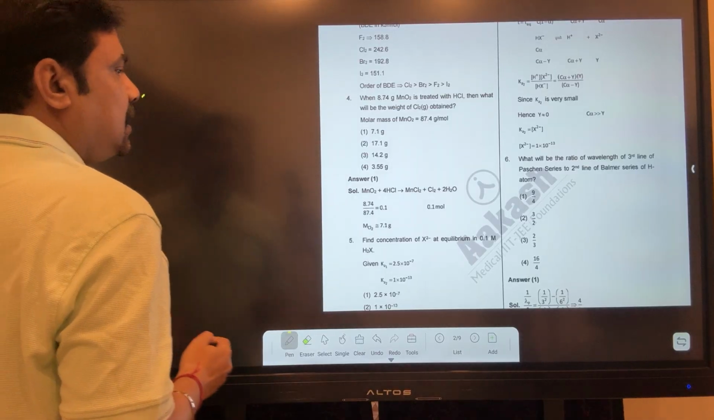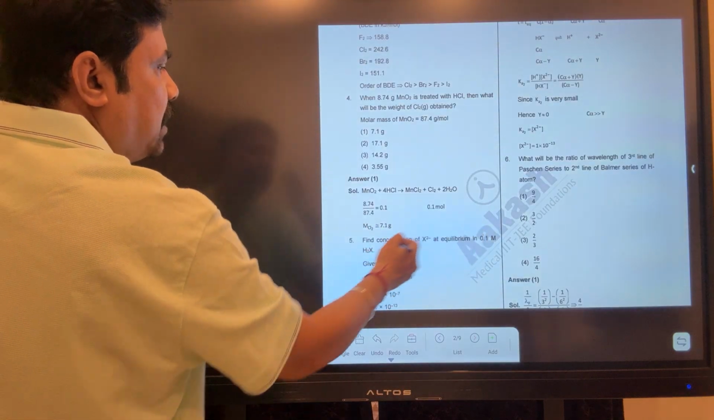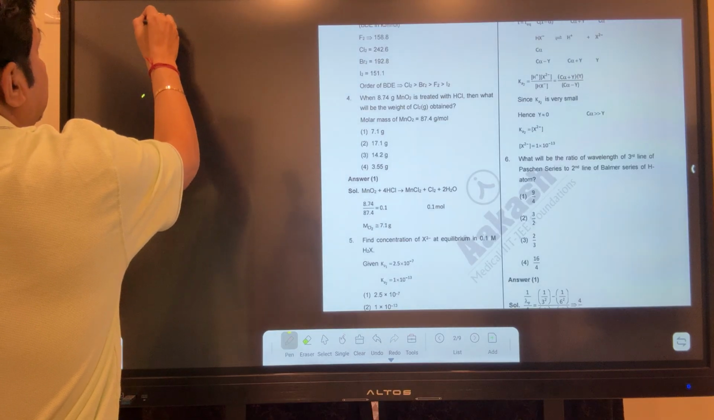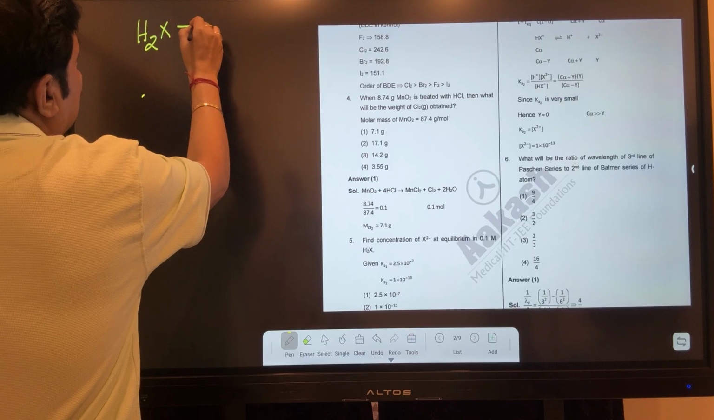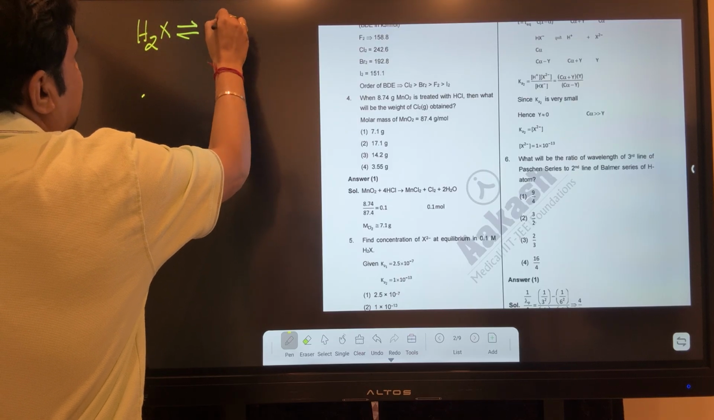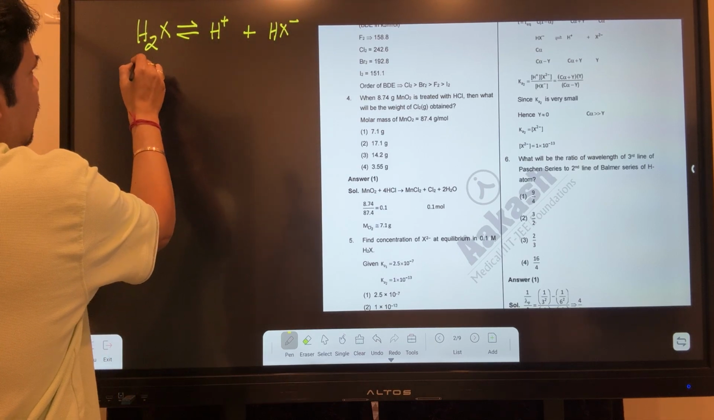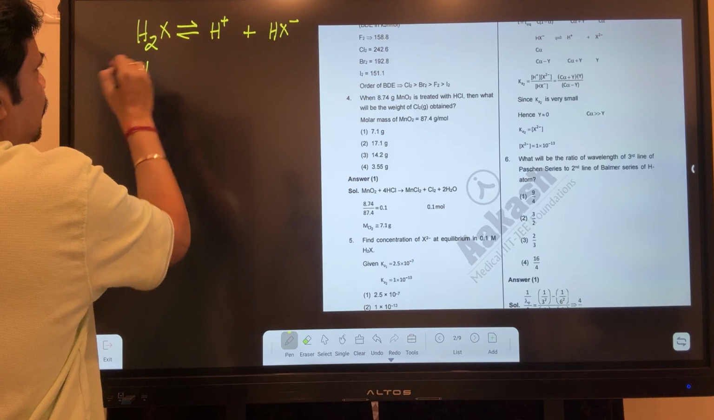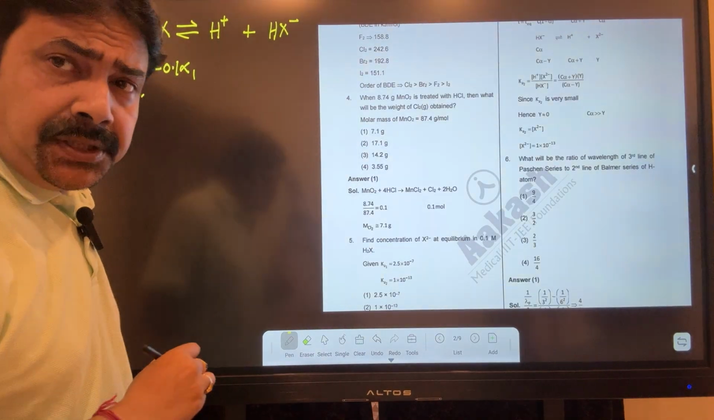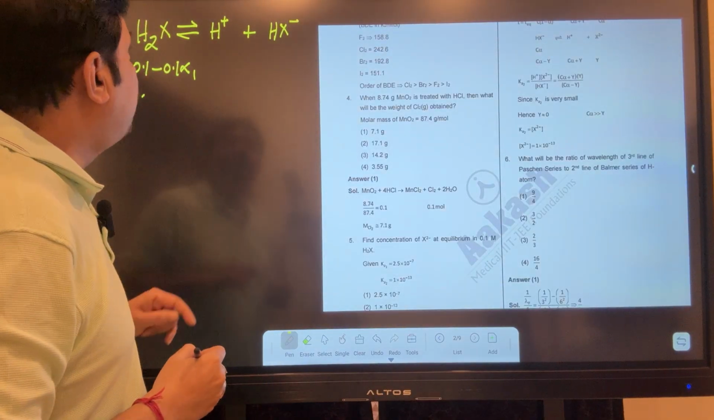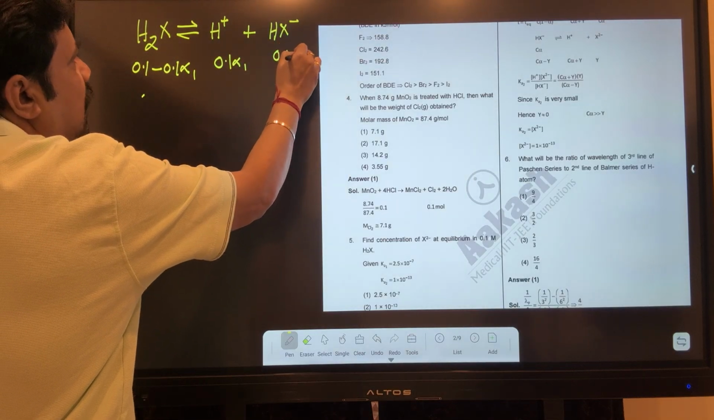Now here they are giving, find out the concentration of X2 minus at equilibrium in 0.1 molar H2X. That means H2X is like a weak acid, like H3PO4 or H2CO3. First it will undergo dissociation in a step by step manner. This will give H plus with HX minus. Now we know very well, if the concentration is C, here the concentration is 0.1. How much will be dissociated? 0.1 alpha 1. This is the first dissociation. Here H plus will be 0.1 alpha 1, and this will be 0.1 alpha 1.